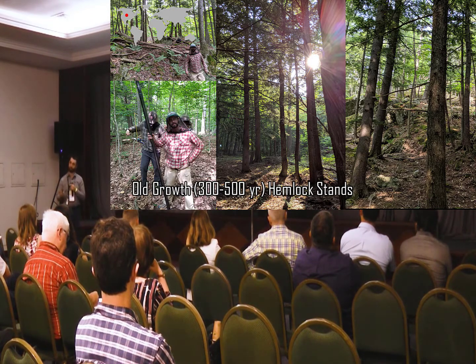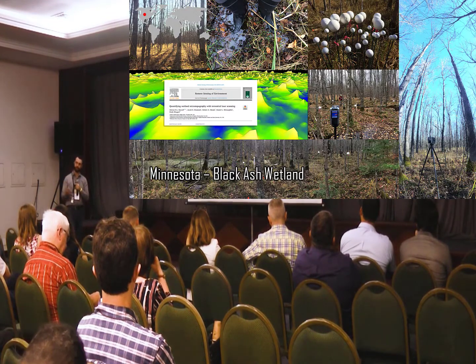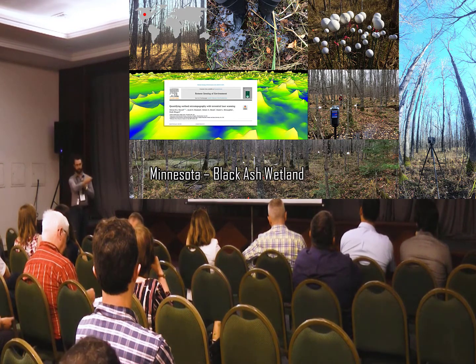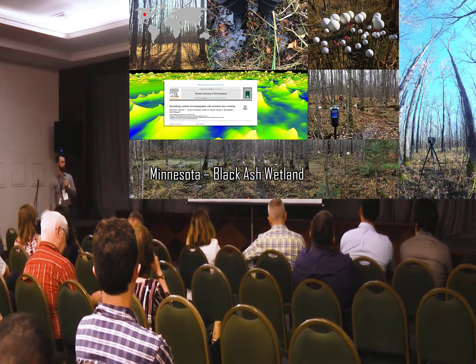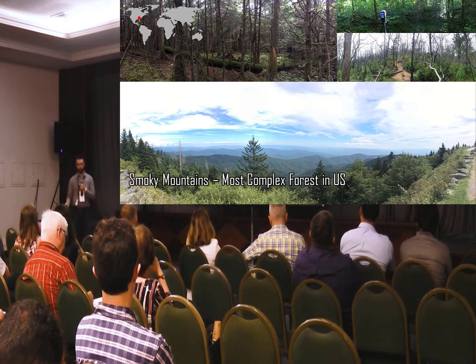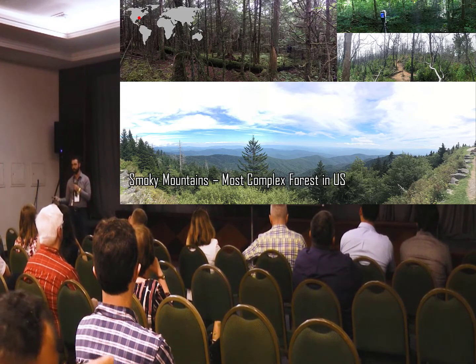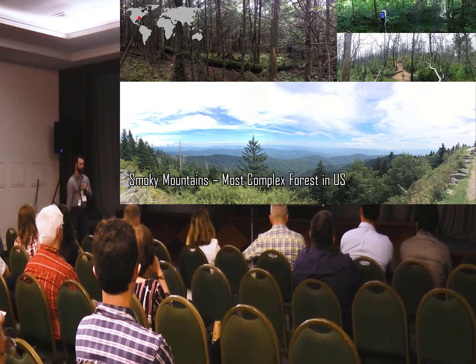Also, Black Ash wetlands, which are a very unique system. It's really dominated by the hydrology of individual sites. We did some work looking at microtopography of the site as well. You can check that paper out. And the Smoky Mountains, where we have some of the tallest canopies on the east coast of the United States, and it's considered to be one of the more complex and layered forests in the US.